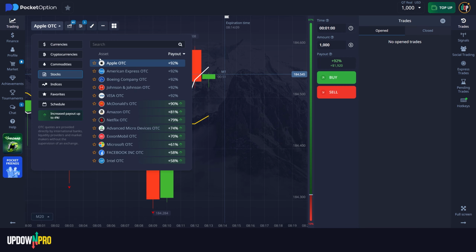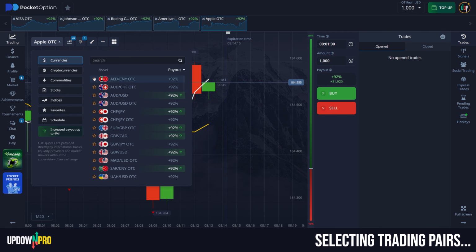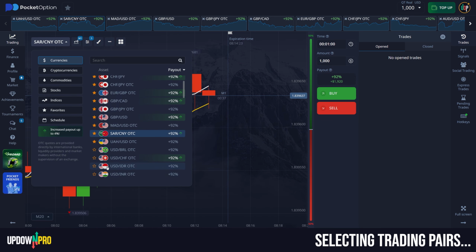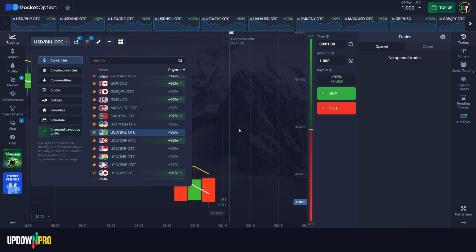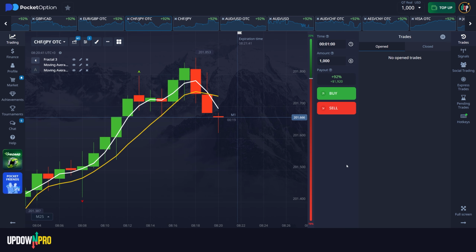I choose instruments with favorable payout conditions. Everything is set up. I start looking for trade entries. This is my first potential entry today.